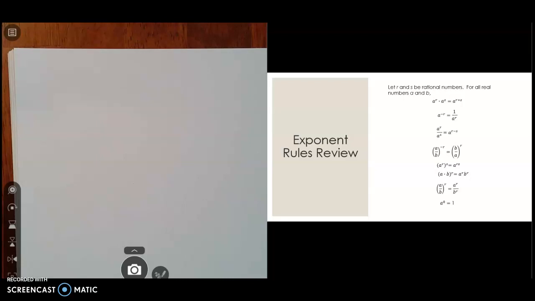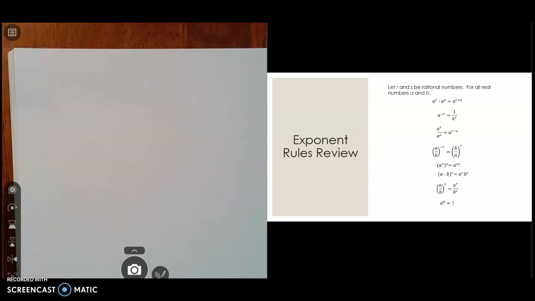So if you have a to the r times a to the s, so basically same base, and we're multiplying them together, you add the exponents. That would be a to the r plus s. We talked about the negative exponent. a to the negative r is 1 over a to the r. If you are dividing a to the r over a to the s, so same base, and you're dividing, you subtract your exponents, a to the r minus s.